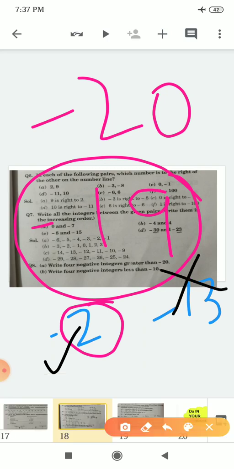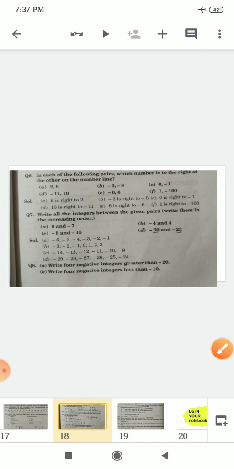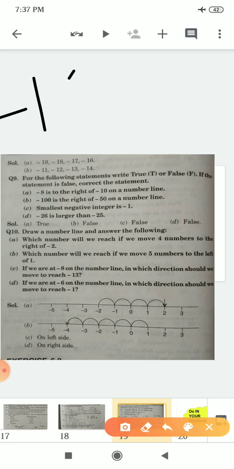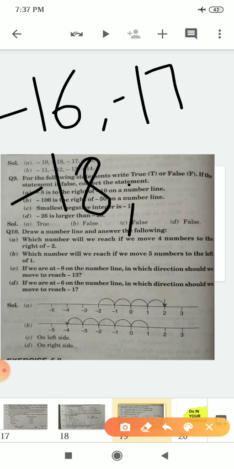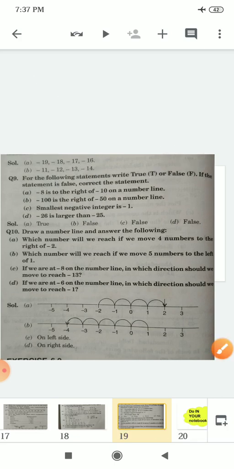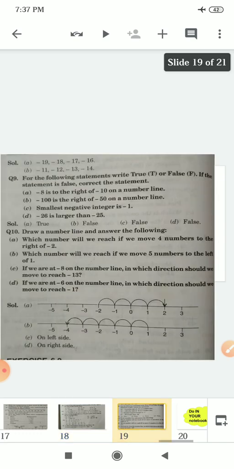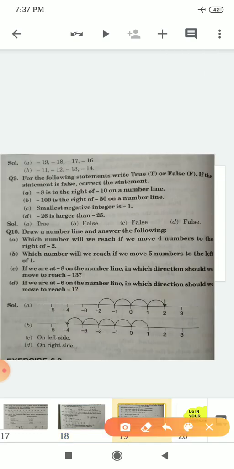Okay, so we have to write down 4 negative integers greater than minus 20. So we have minus 16, minus 17, minus 18 and minus 19. Question number B part, write 4 negative integers less than minus 10. So less than minus 10 will be minus 11, minus 12, minus 13, minus 14.